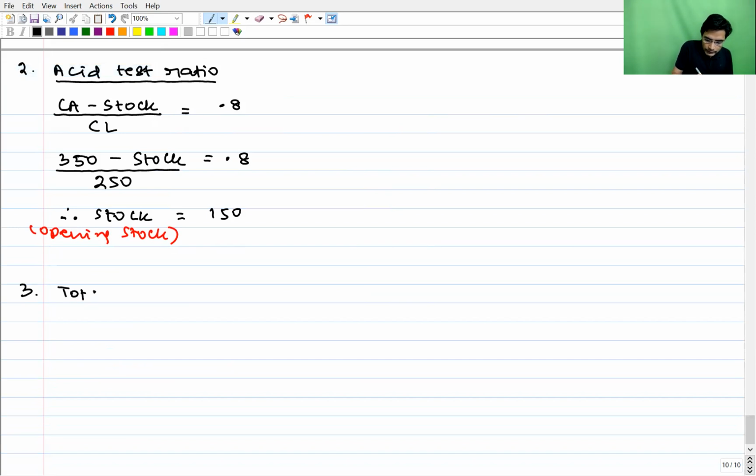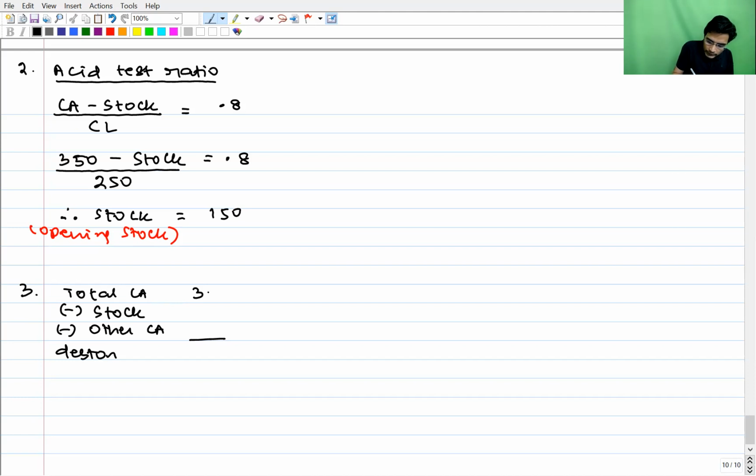From the total current assets, if we minus stock from the total current assets amount, which is 350, if we minus the stock value in this, then if we minus other current assets other than debtors, then we will get to know debtors value.